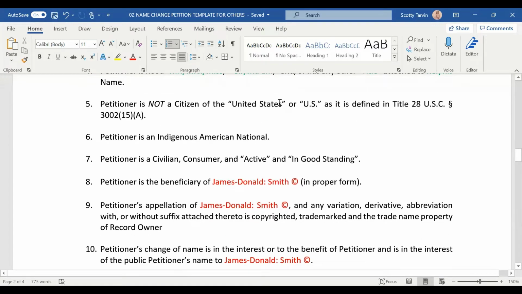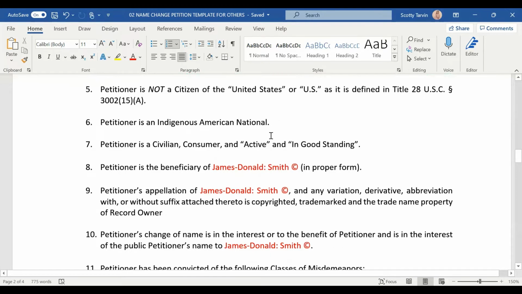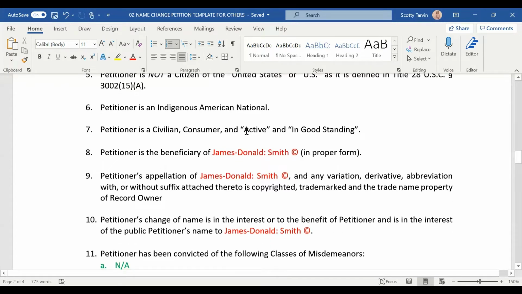Petitioner is not a citizen of the United States or U.S. as defined in Title 28, United States Code, Section 3002, 15A, which the United States is defined as a federal corporation. Right. Petitioner is an indigenous American national. Petitioner is a civilian, consumer, and active and in good standing. And of course, these are straight from the Minnesota Secretary of State's assumed name certificates. Mm-hmm. You want to be a consumer because you want to be protected under the Consumer Protection Act, consumer protection laws. And we'll get into that later on down the road. Okay. Once y'all become acclimated with everything, and then of course you're a civilian. Yep.